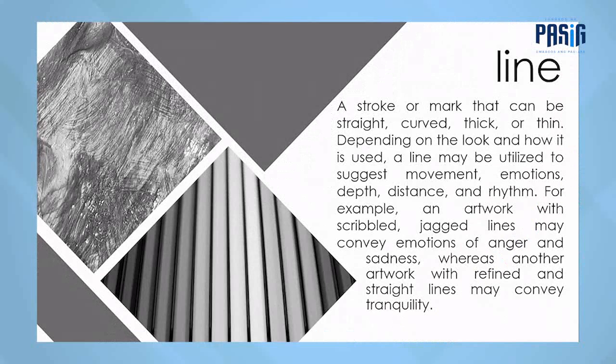First element of visual arts is line. It is a stroke or mark that can be straight, curved, thick, or thin. For example, let's look at the images on the left. Observe the different messages they convey through the use of lines. The artwork with scribbled and jagged lines conveys emotions of anger and looks chaotic, whereas the other artwork with defined and straight lines conveys tranquility or calmness.